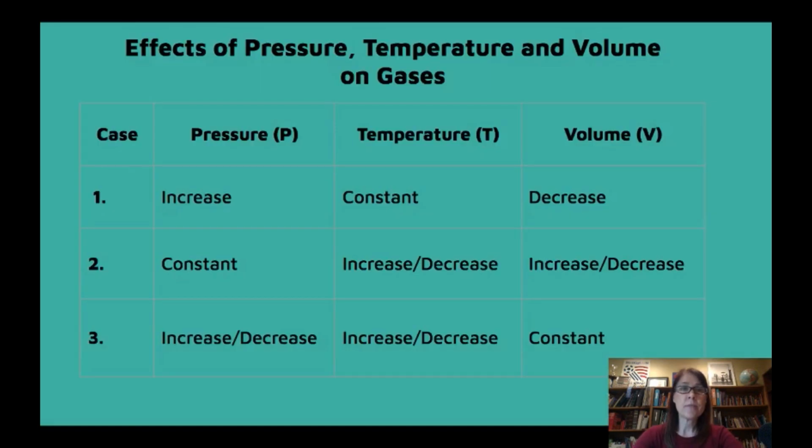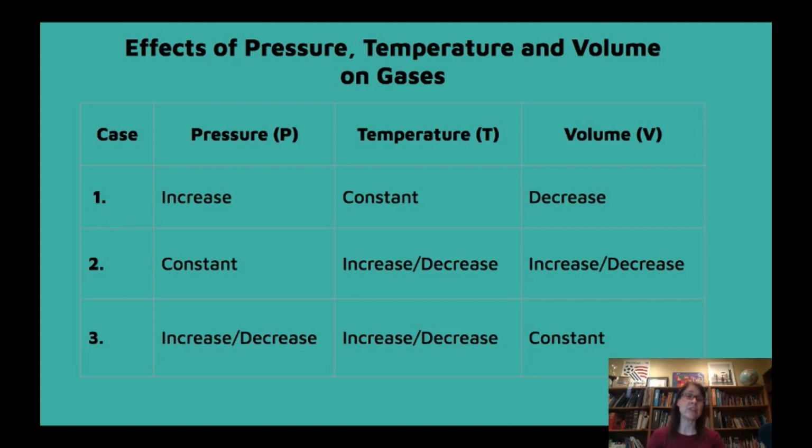In this chart, we have the relationship between pressure, temperature, and volume on gases. Look with me at case 1. In case 1, we're holding the temperature of that gas constant. And while we're holding the temperature of that gas constant, we're going to increase the pressure. What's going to happen to the volume of that gas? That's right, the volume of that gas is going to decrease. This is an example of an inverse relationship. When we are increasing one aspect and it causes a different aspect to decrease, that's an inverse or indirect relationship.